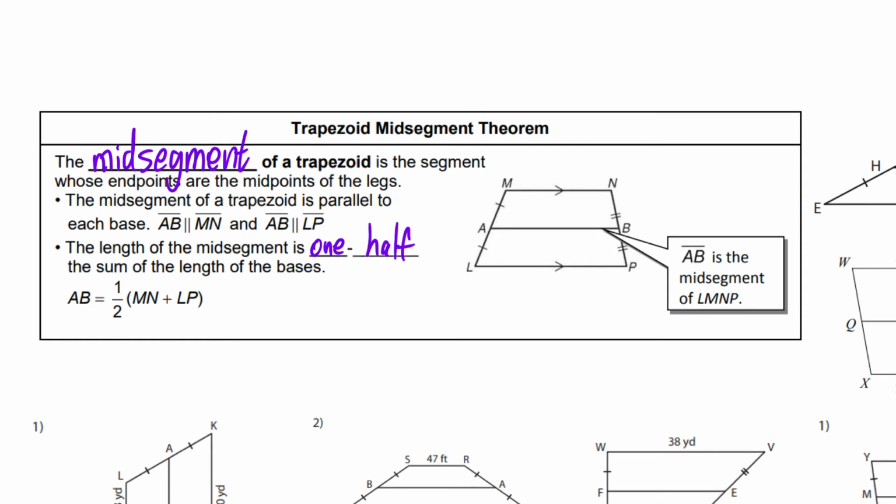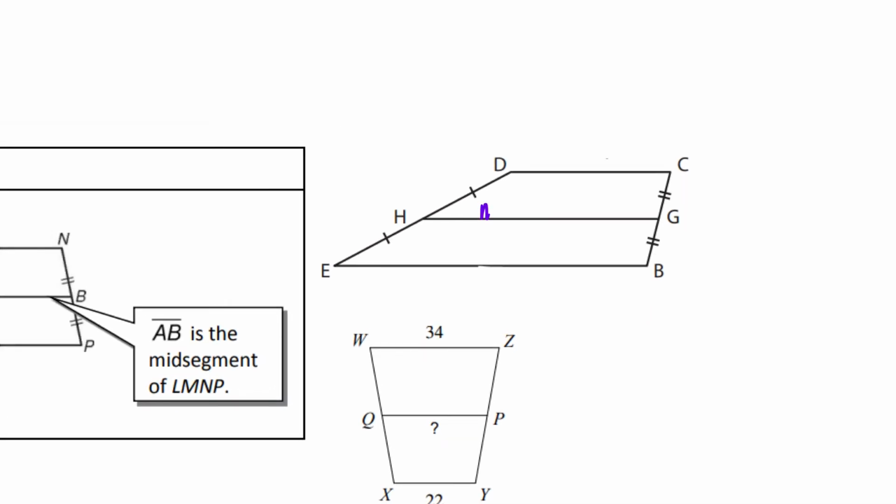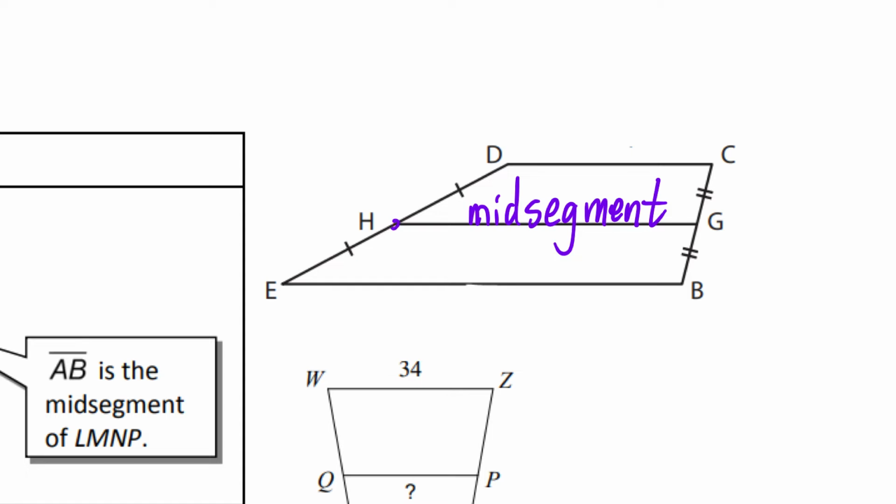Okay, so on this one right here, this line right here is what we call the mid-segment. And you can see why it's called that. This end of the mid-segment is halfway between E and D, and this end of the mid-segment is halfway between C and B.